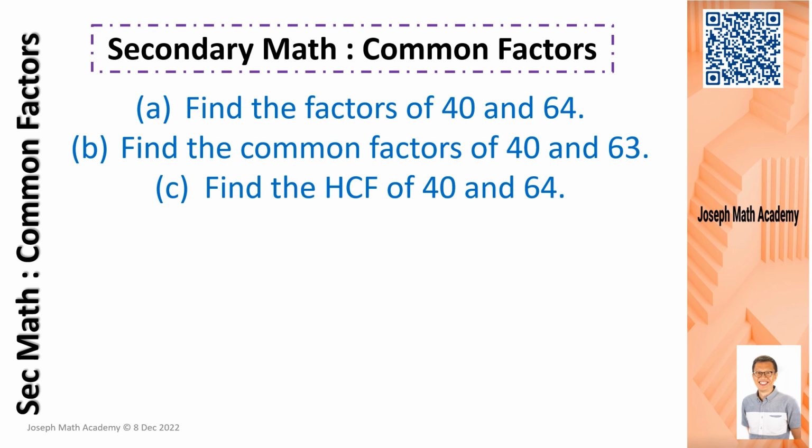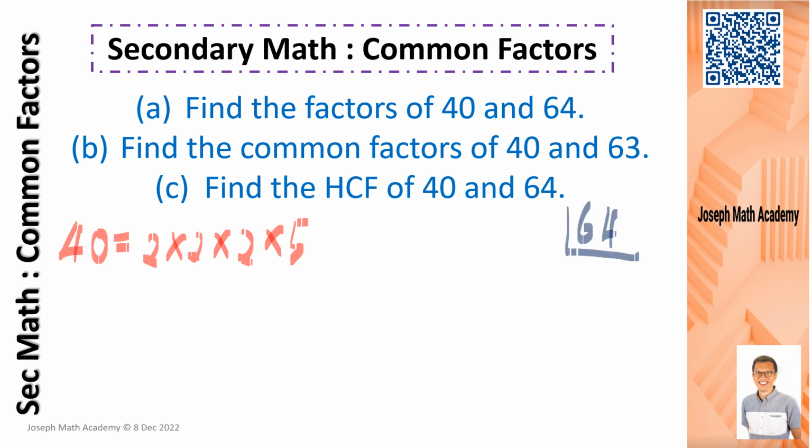Let's continue. Just now, we listed 40 as 2 times 2 times 2 times 5. Now let's do 64 the same way, using repeated division. The prime numbers are 2, 3, 5, 7, and 11. Let's do 2 first. 64 divided by 2 can of course be done, giving a quotient of 32 and remainder 0.